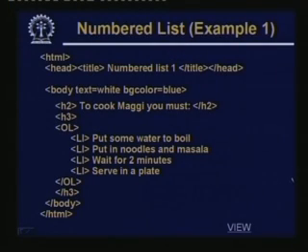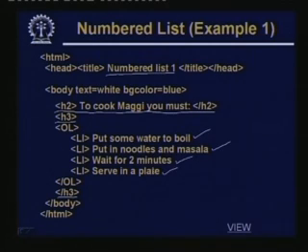Now, let us take an example here. This is an example illustrating a numbered list. Well, the standard head, title, body are all there. This is the heading, which we have made bigger by this H2 tag. As usual, using H3 we have made the list heading appear bigger. Now, ordered list, I had said, is something where order is important. So, here I have taken an example where order is important. The heading shows what the example is. To cook Maggi, you must put some water to boil, put in noodles and masala, wait for 2 minutes, serve in a plate.